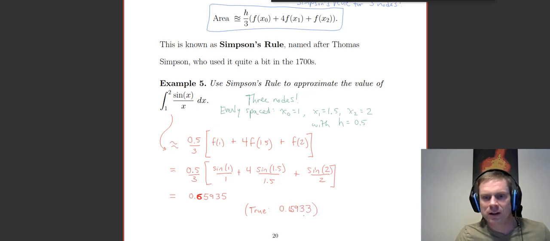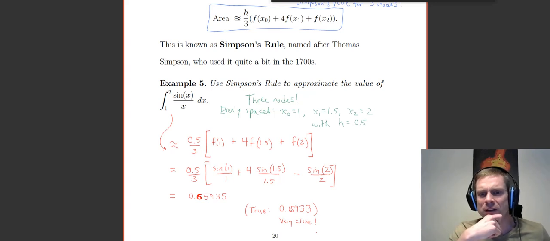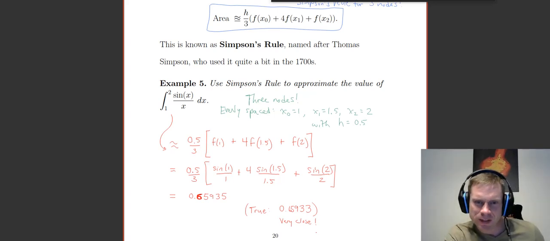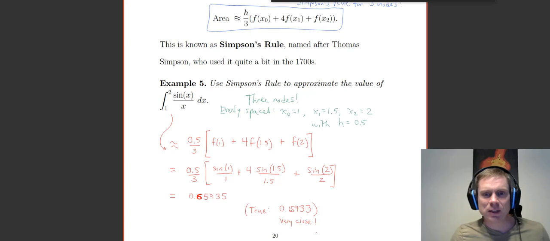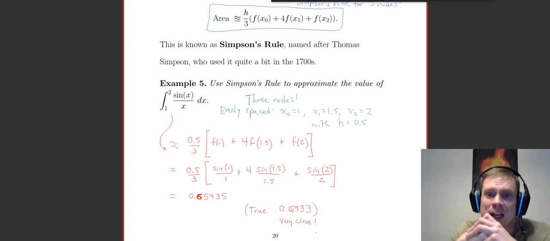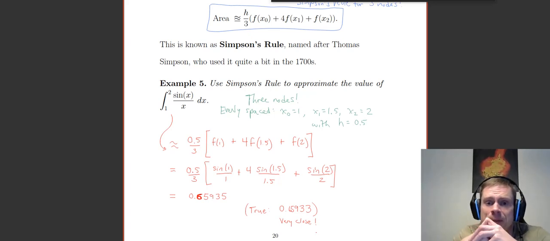Okay? If you are interested, the true value here is actually 0.65933. So even with a pretty big h, right, h equals 0.5, we get a pretty good approximation. We're approximate to within, what, a 10,000th, which is pretty darn good, okay? But it's that simple to use. It just means that we have to know another formula. I will expect you to know it, okay? But once you know it, it's really no harder to use than the trapezoid rule was from before, okay?